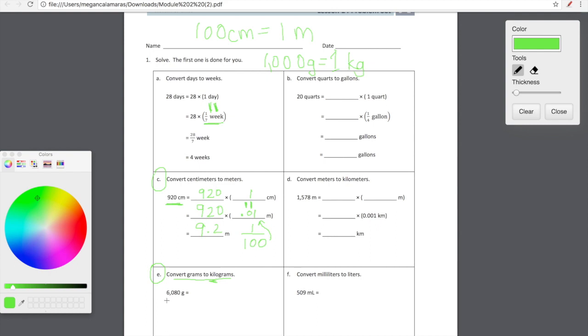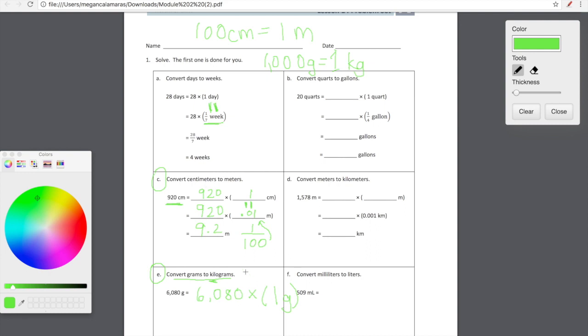But let's get into it. Okay, so we're starting with 6,080 grams. We need to convert that to kilograms. But as you guys know, on our first line, what we're doing is just unpacking what we have. So we have 6,080 copies of 1 gram. So this is our standard algorithm. Do you guys see how it's the same every single time? 920 copies of 1 centimeter. Up here's the same thing. First line, 28 copies of 1 day.